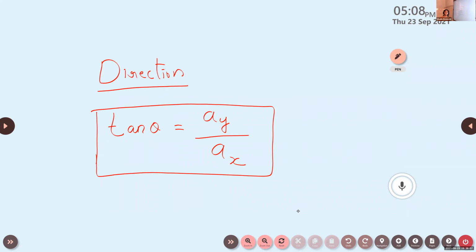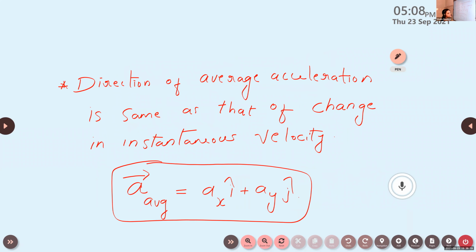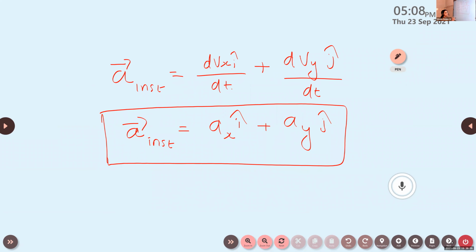Then we discussed the velocity vector. Under velocity, we discuss instantaneous velocity and average velocity. Then the third term associated with the motion of an object in a plane is acceleration. Here we also discuss the average acceleration and instantaneous acceleration. The direction of the average acceleration is the same as that of the change in instantaneous velocity. So with the help of these equations, we can solve some numericals.